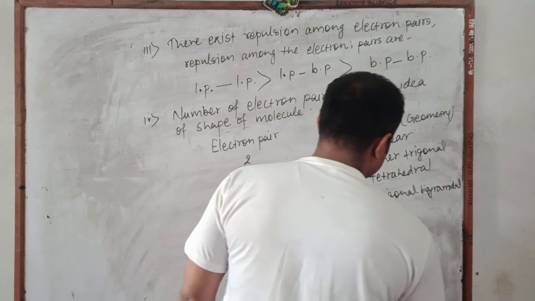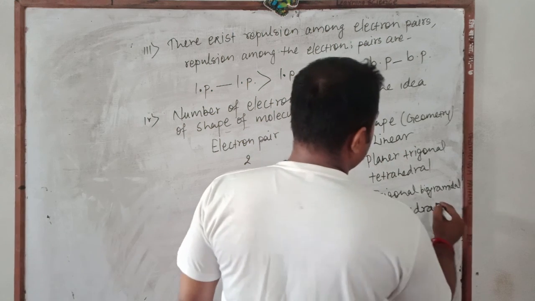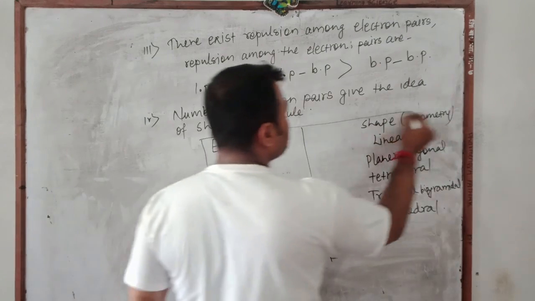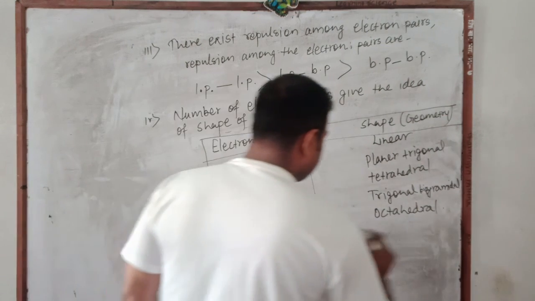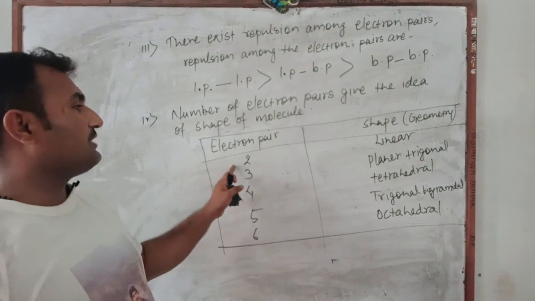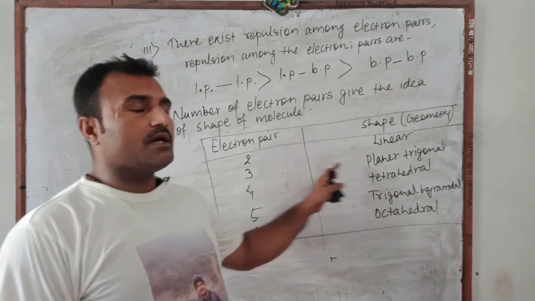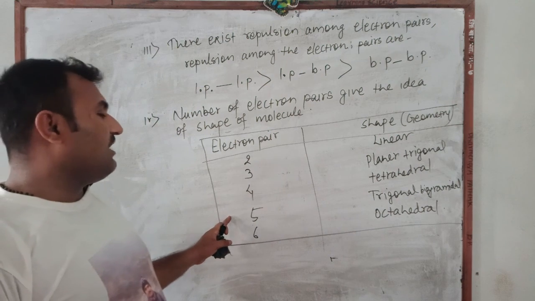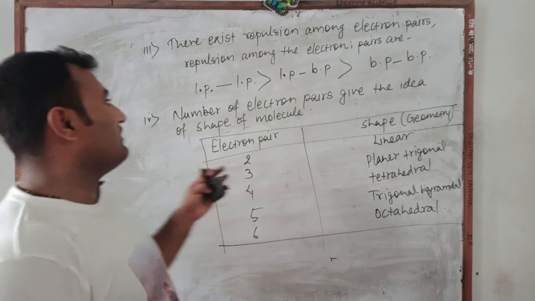6 is found, then octahedral. That number of electron pairs helps to determine the shape of a molecule, and we can predict the shape of a molecule on the basis of electron pairs. If electron pairs are only 2, then linear; 3, then planar trigonal, triangular also we can write; 4, then tetrahedral; 5 electron pairs, then trigonal bipyramidal; 6, then octahedral.